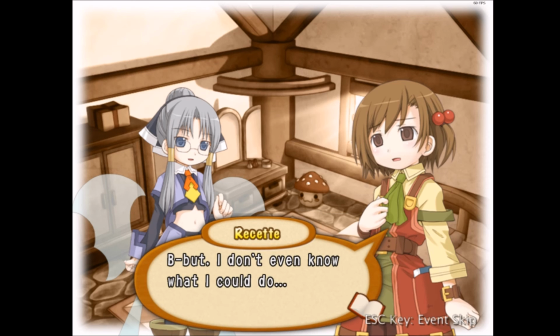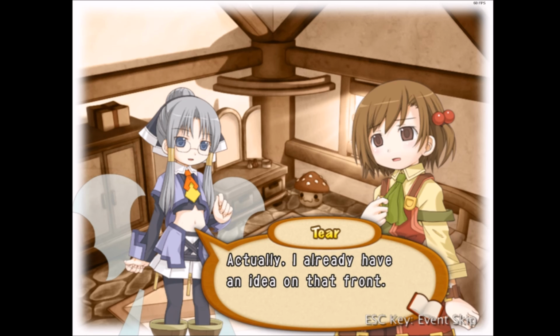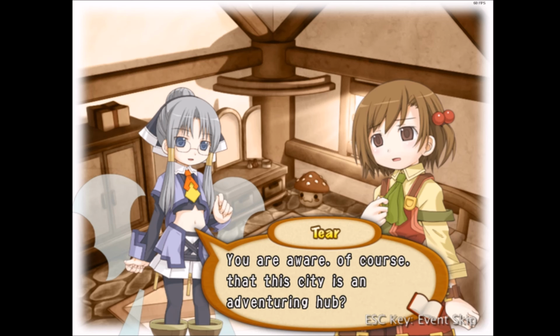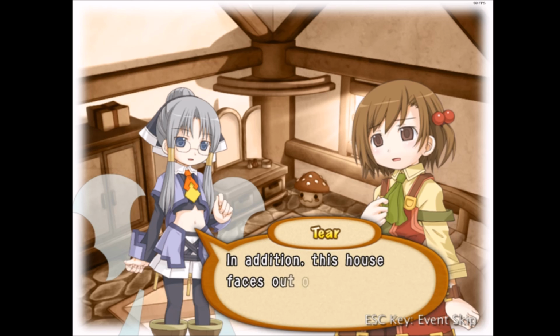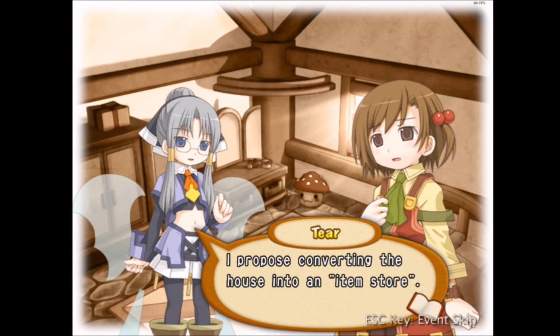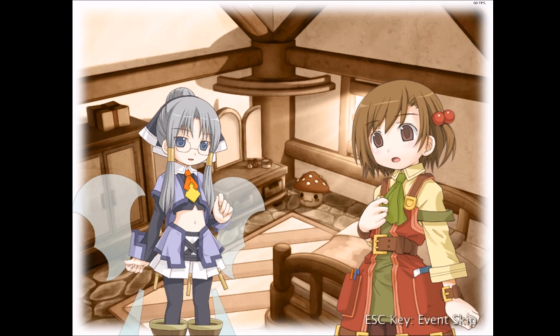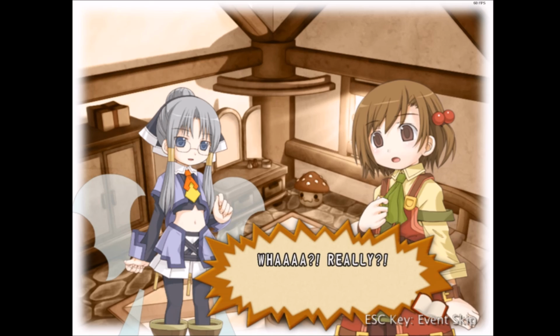But I don't even know what I could do. Actually, I already have an idea on that front. You're aware, of course, that this city is an adventuring hub. In addition, this house faces out onto one of the main city lanes. Therefore, I propose converting the house into an item store. Item store? Wow! Really?